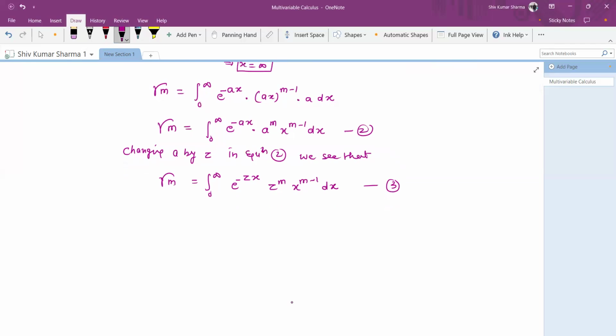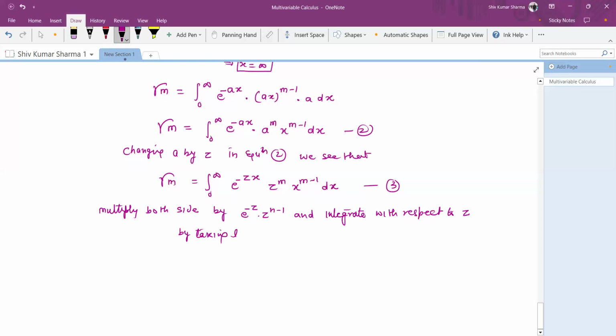We do one thing here. We multiply both sides by e raised to the power minus z and z raised to the power n minus 1, and integrate with respect to z by taking limits 0 to infinity.